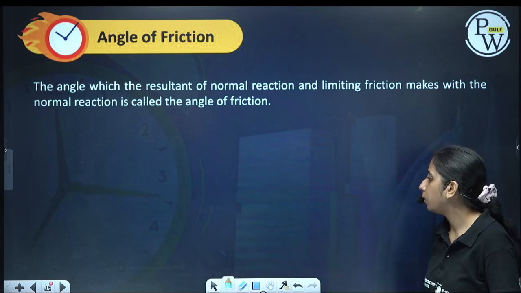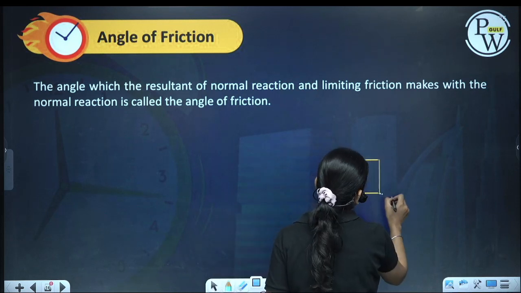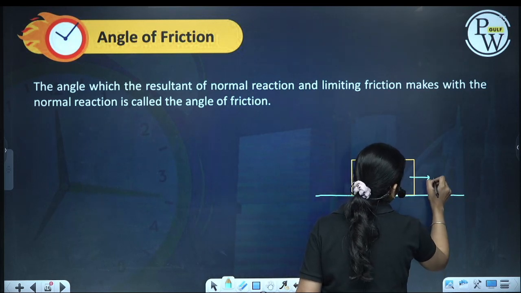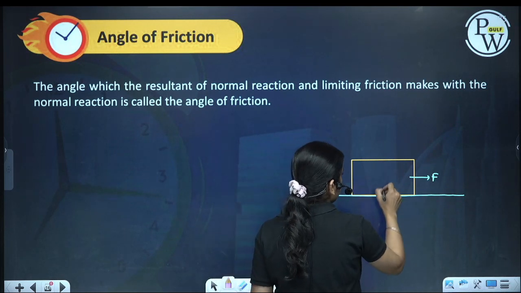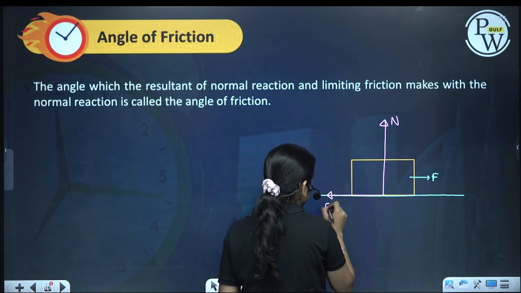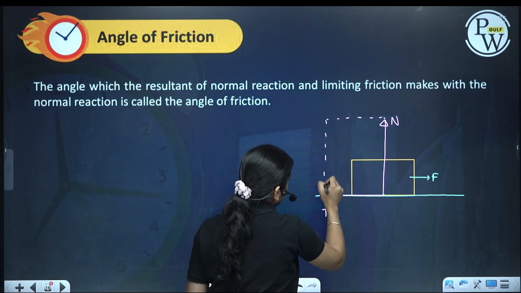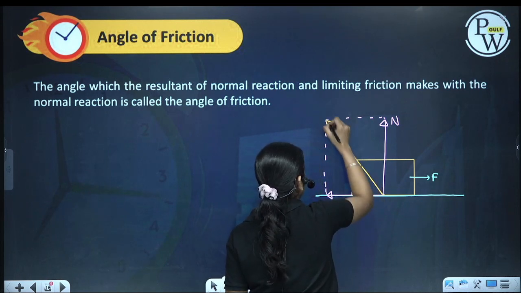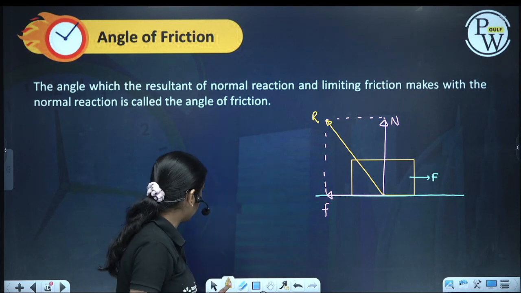Now let us move forward to angle of friction. What is angle of friction? We have a block which we have kept on a surface, and we apply a force F. Due to this force F, there is a normal reaction acting upward and a frictional force acting along the surface. So a resultant contact force is acting on this block.